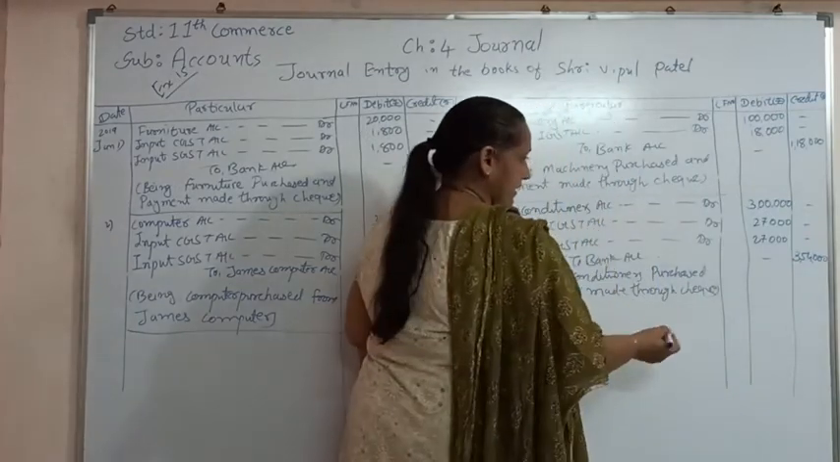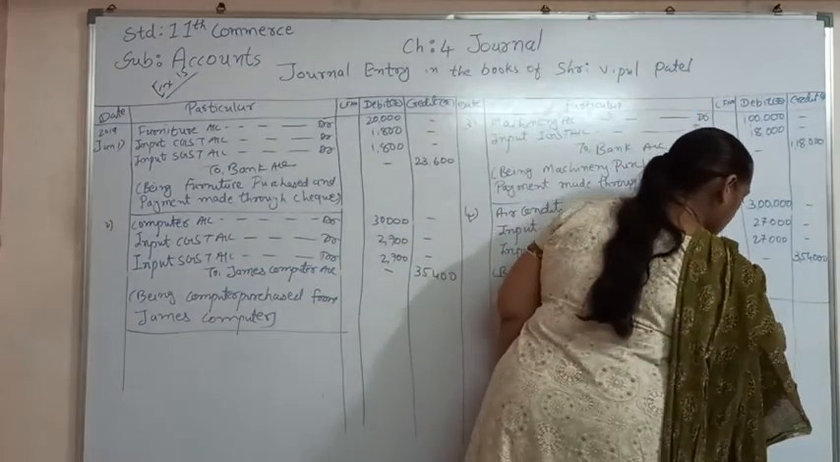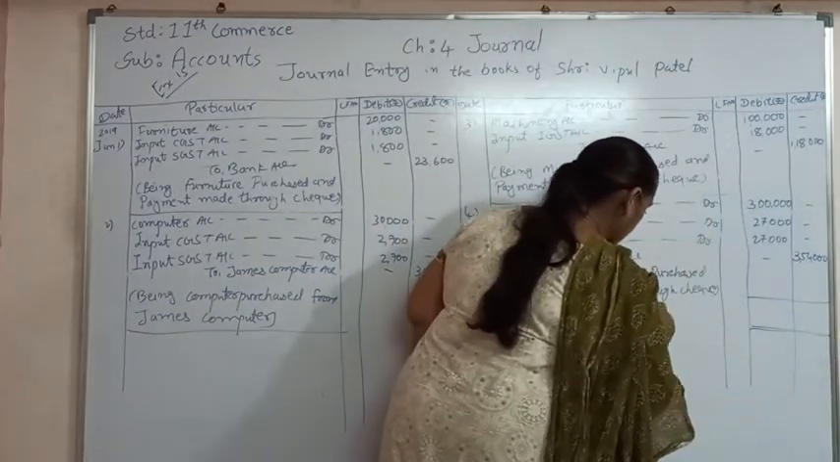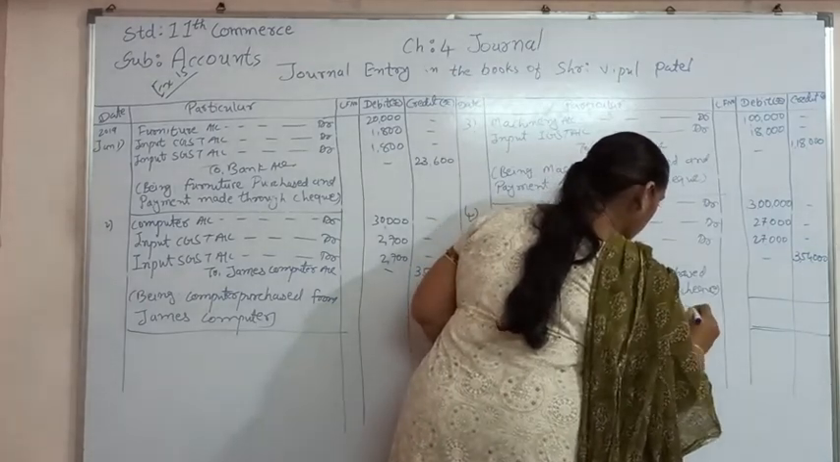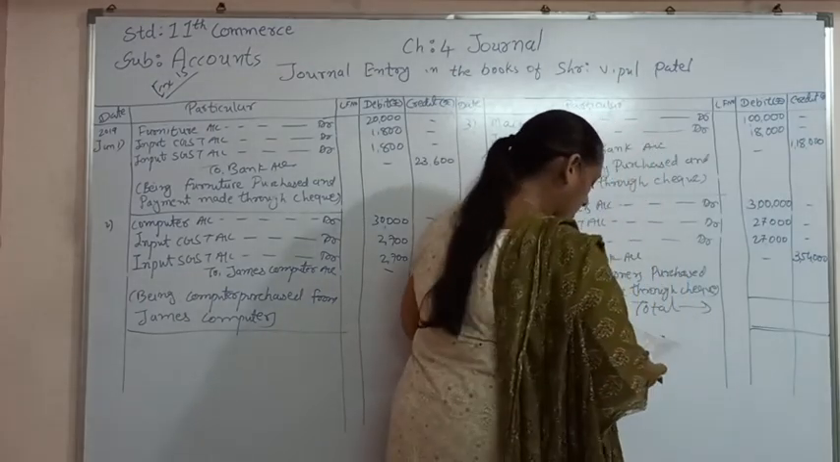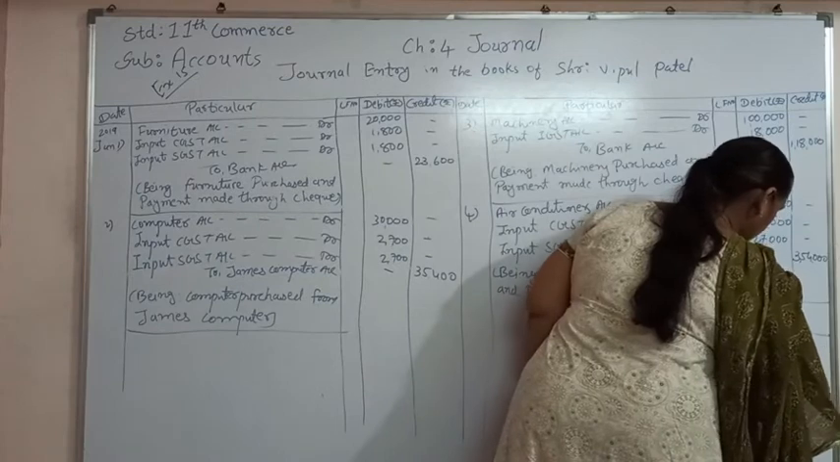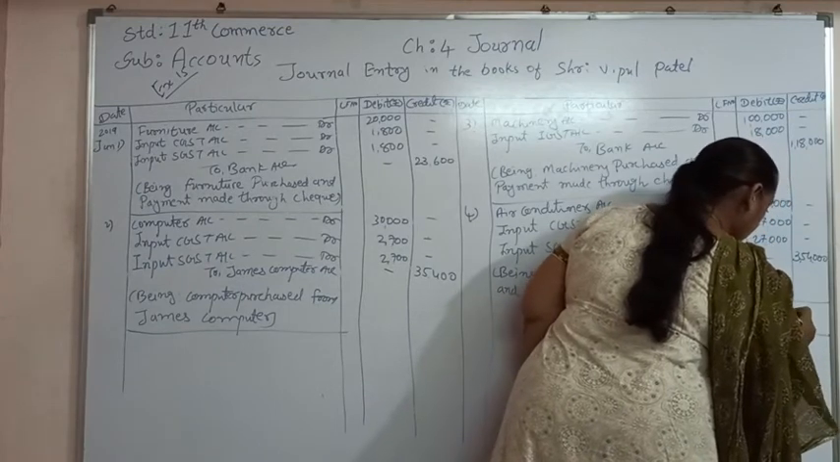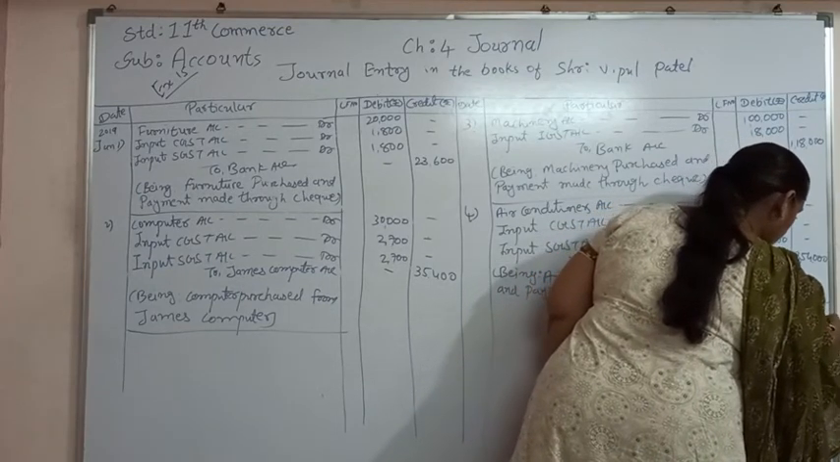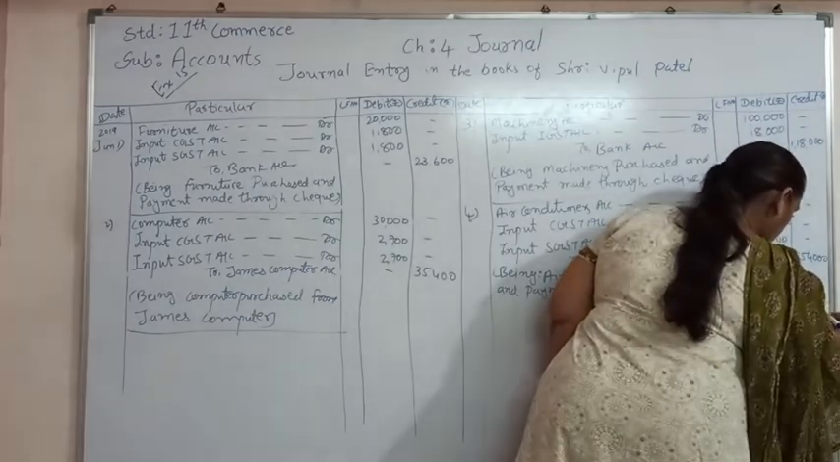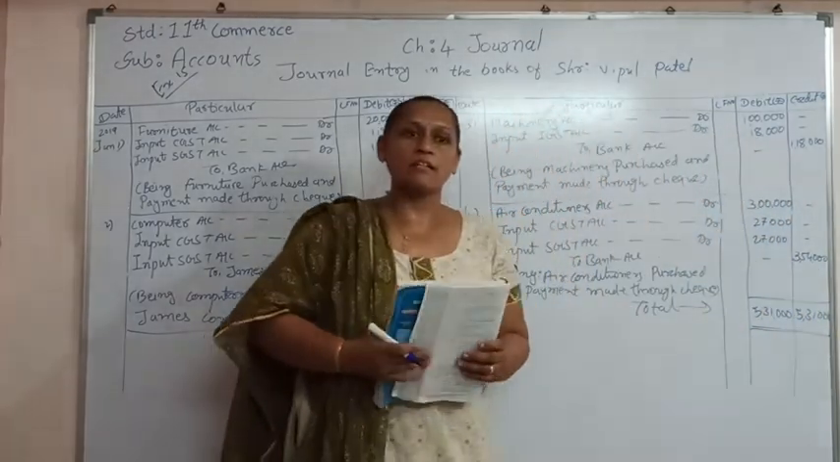So here our sum is finished. Now we are going to make the total of this, and the total must be the same on both sides. 5,31,000 and 5,31,000. So it is identical on both sides.